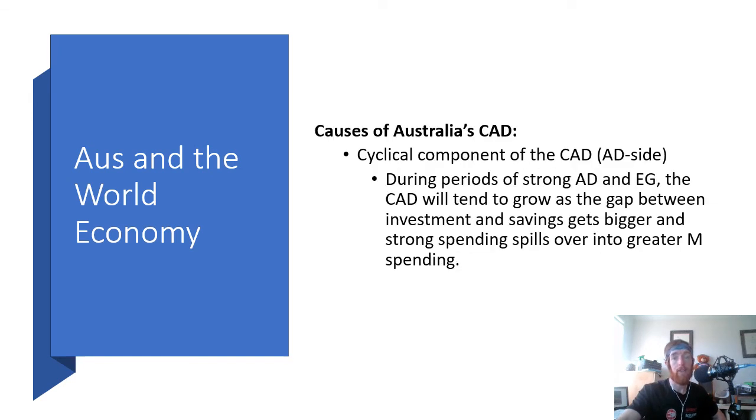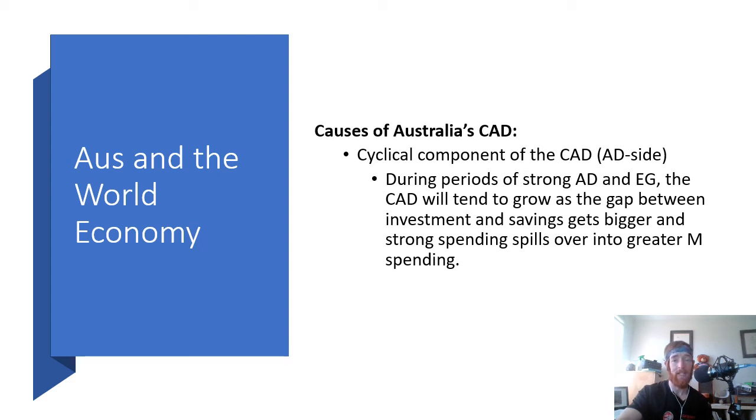Lastly, cyclical components of the CAD, so anything aggregate demand side. So this is all about how changing levels or moving along the business cycle ends up affecting aggregate demand and economic growth. So the CAD will tend to grow as the gap between savings and investment gets bigger, and strong spending spills over into greater import spending. This is kind of similar to what I was saying before.